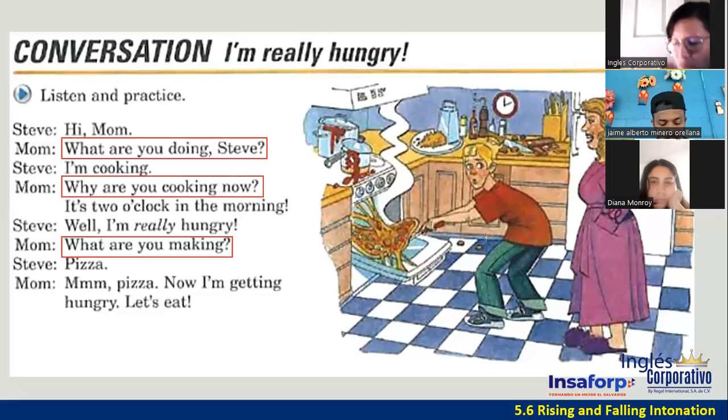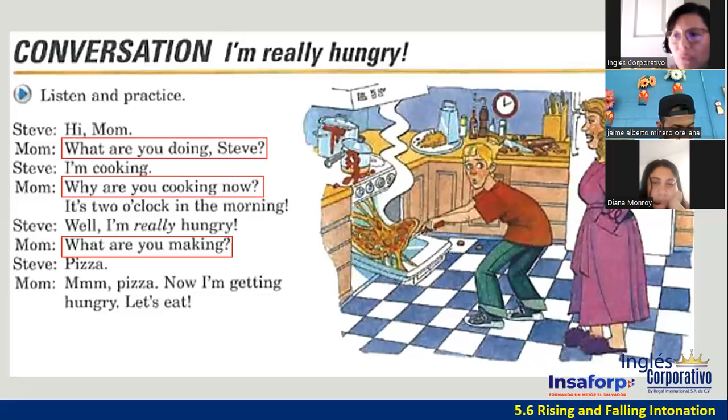Entonces, esos tres tipos de preguntas, ¿cómo le llamamos a este tipo de preguntas que comienzan con una WH question? ¿Cómo se llaman? ¿Alguien se acuerda? ¿No? Bueno, entonces esas se llaman information questions, ¿verdad? Todas las que comienzan con una WH word se llaman information questions, ¿verdad?